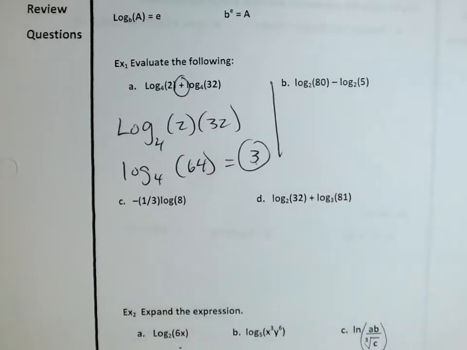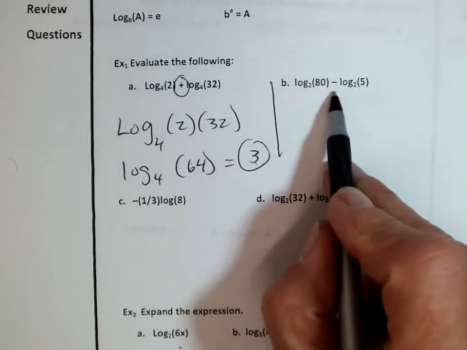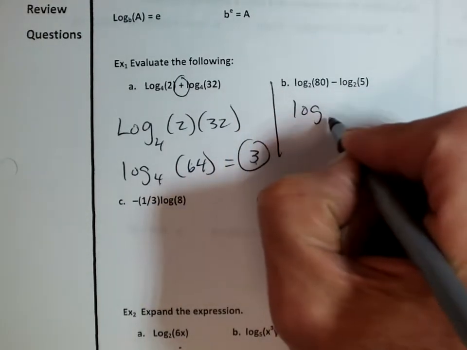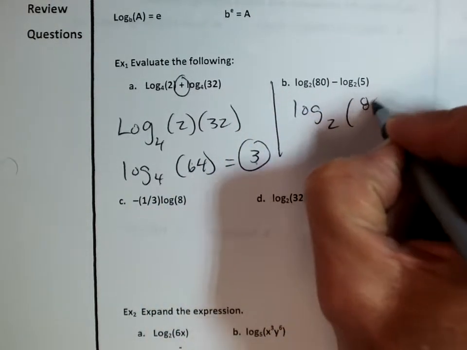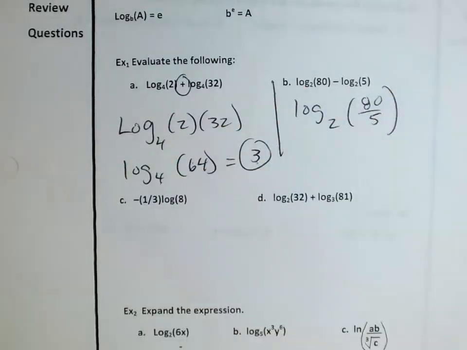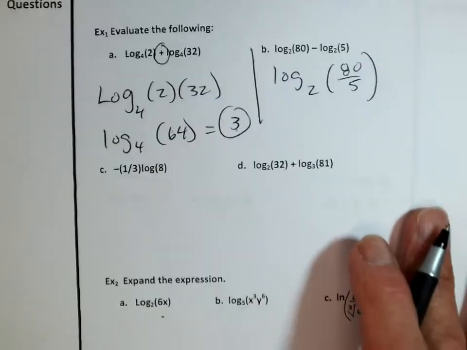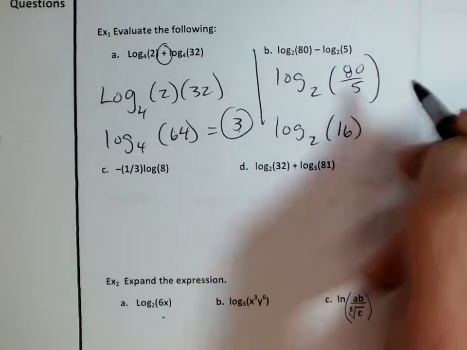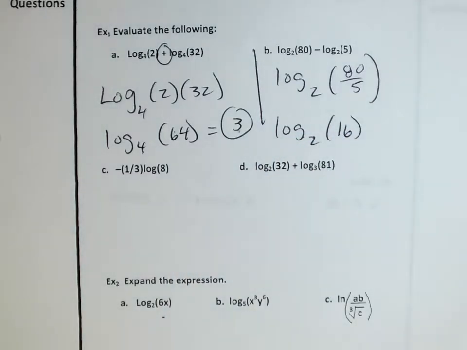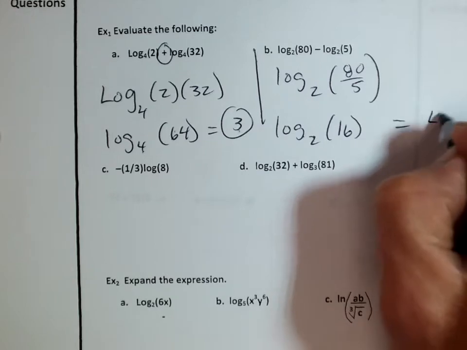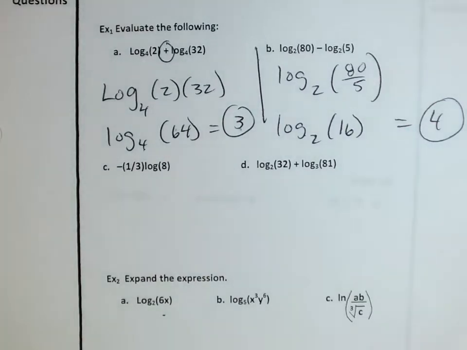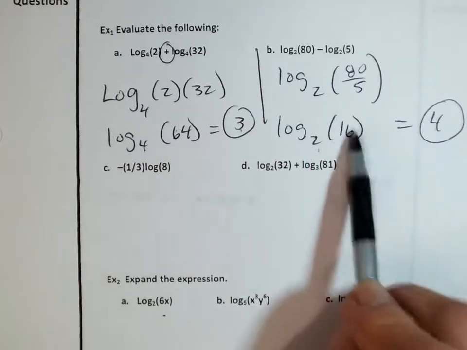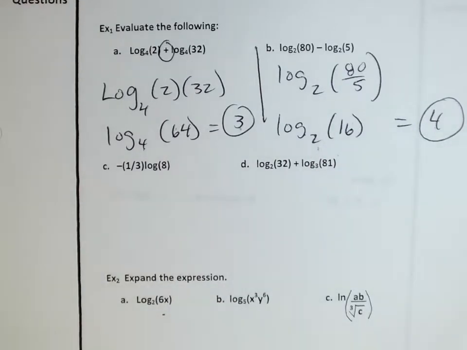Okay, example 2. Do you see the subtract? So I'm bringing it together as divide. So log base 2 of 80 divided by 5. That's log base 2 of 16, because 80 divided by 5 is 16. So that answer is 4, because 2 to the 4th power equals 16. Okay?